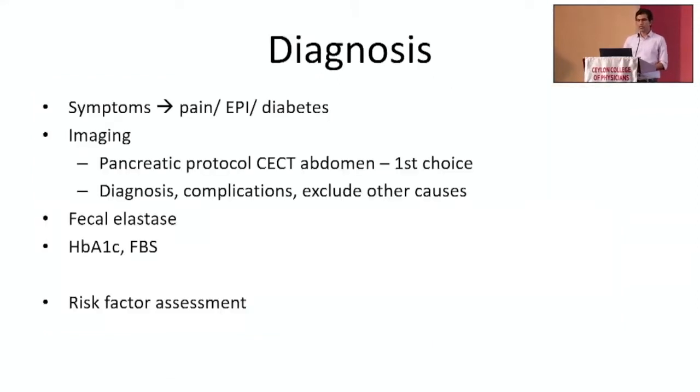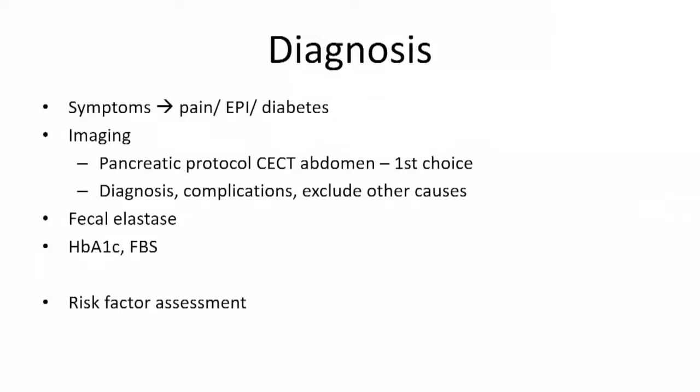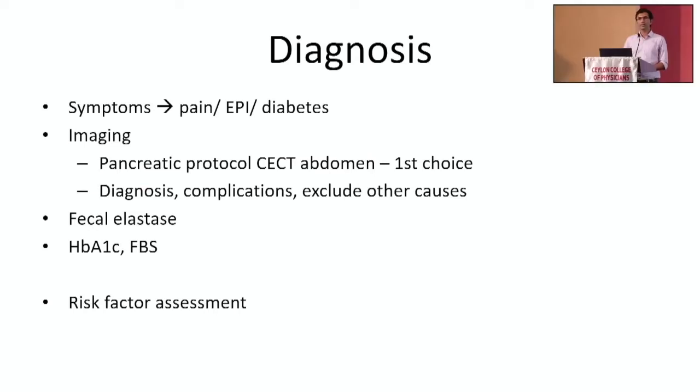So diagnosis. When a patient is presented with features suggestive of chronic pancreatitis, when to suspect: the pain characteristic of chronic pancreatitis and features of exocrine pancreatic insufficiency such as steatorrhea, or when a patient presents with diabetes. And if you suspect chronic pancreatitis, the first investigation of choice is imaging, which itself can be diagnostic.